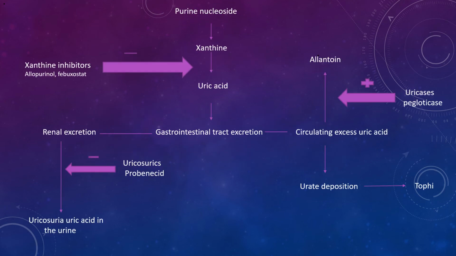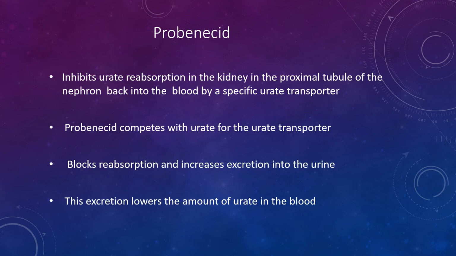Here's another schematic. I'm going to work on the left part, which is renal excretion. What we try to do is to promote the excretion of uric acid, urates into the urine. We do that with probenecid, which inhibits urate reabsorption. That means when urine and blood go through the kidney, this prevents the reabsorption back into the blood. Instead, it pushes it into the urine. The drug itself competes with urate, with a urate transporter in the cell. It blocks reabsorption, increases excretion.